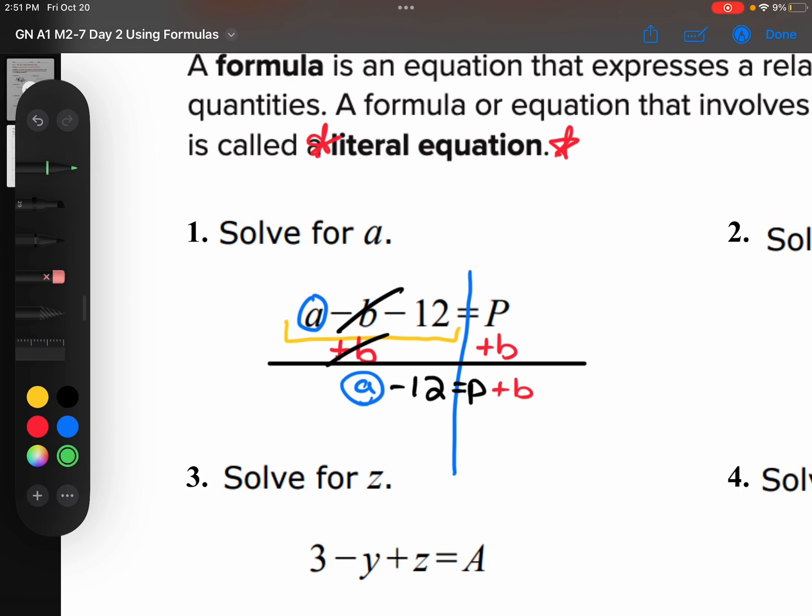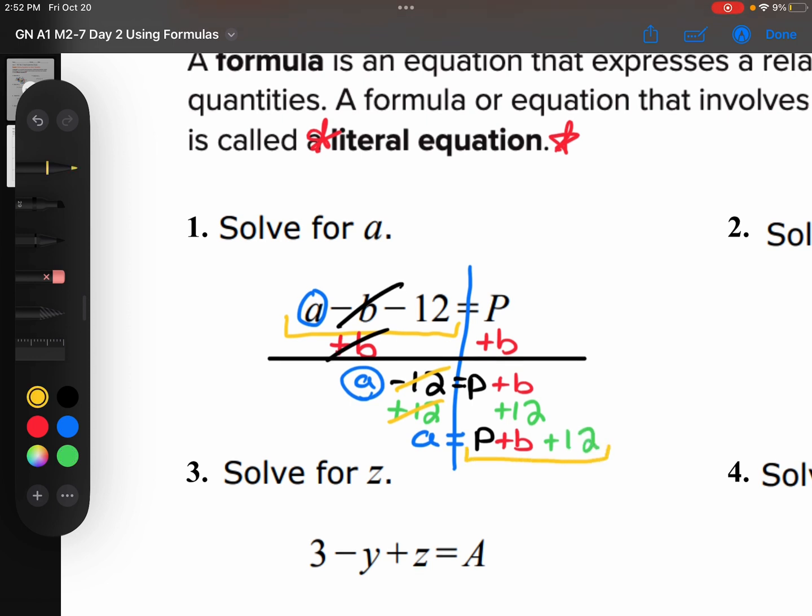So the next thing we have to do is add 12 to both sides. Once we do that, minus 12 and positive 12 are opposites, so they're going to cancel out. And I'm left with a is equal to p plus b plus 12. Now, why did nothing happen on this side? Well, they are not like terms.